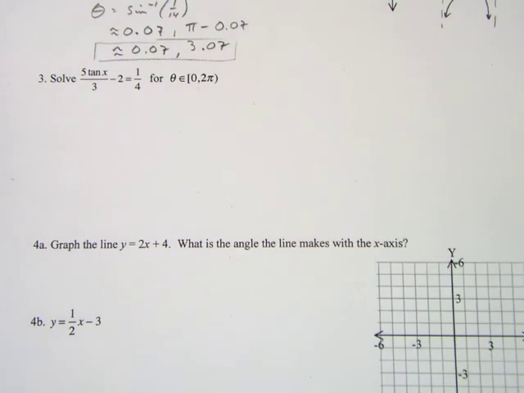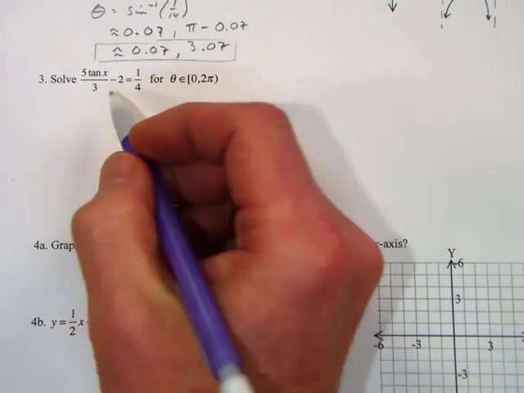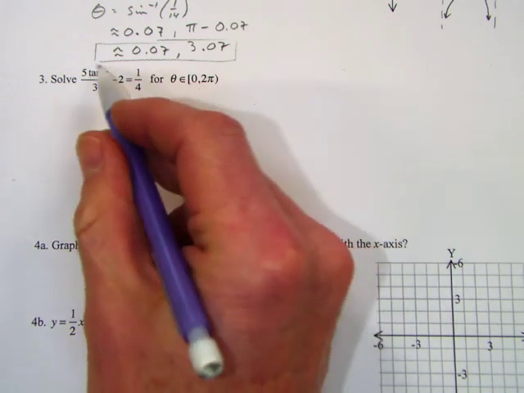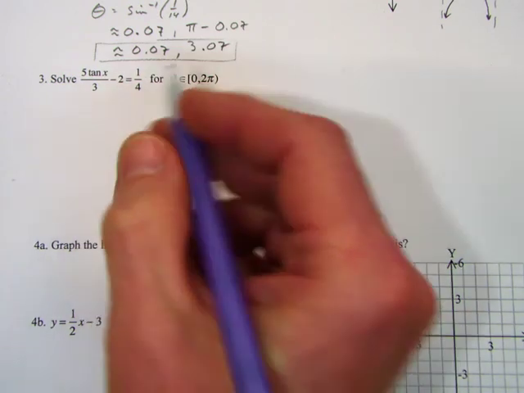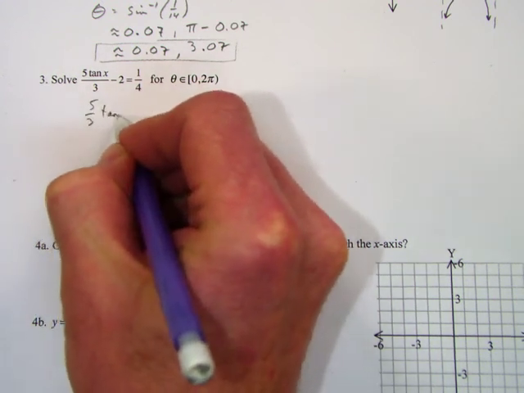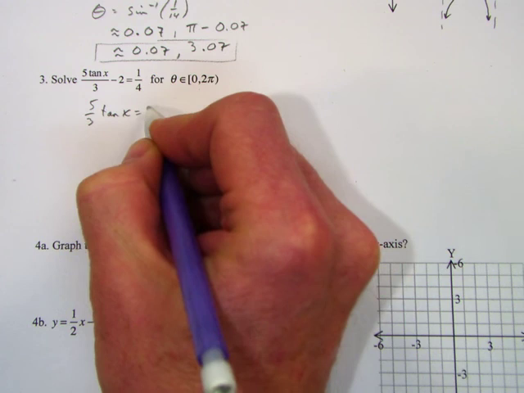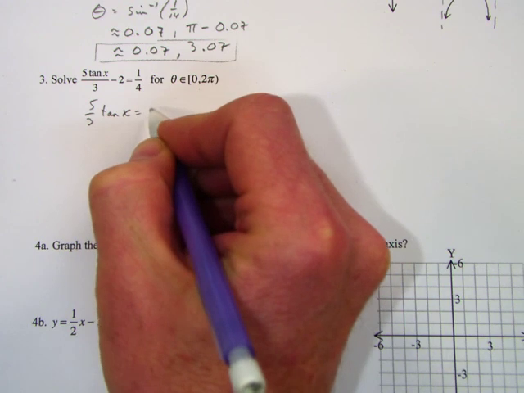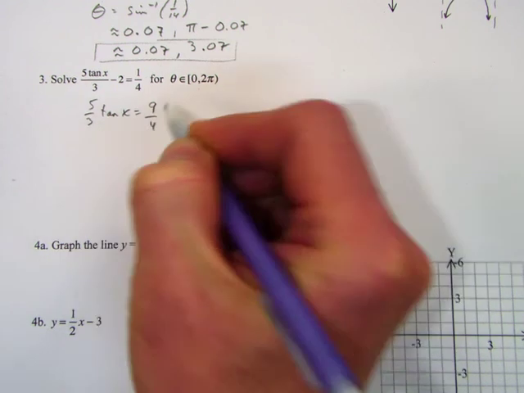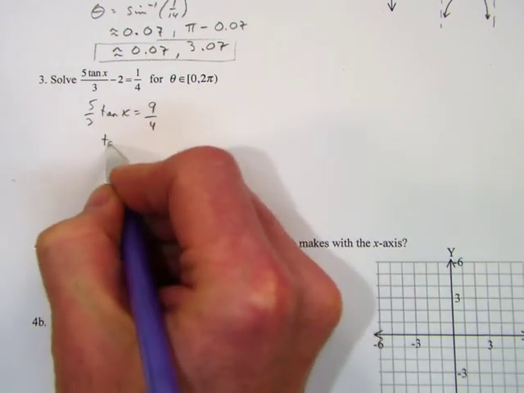The next one, 5/3 tangent. The goal when we see any other stuff with our trig function is we want to isolate our trig function. We want to get it by itself. So add 2 to both sides. 5/3 tangent of x equals 2 1/4. And what is 2 1/4? That would be 9/4.